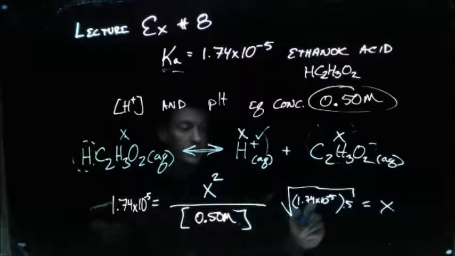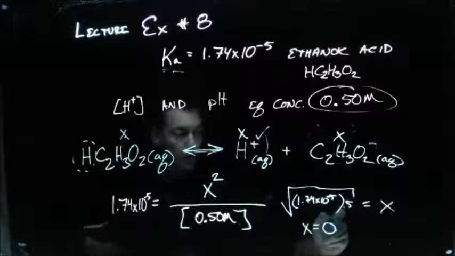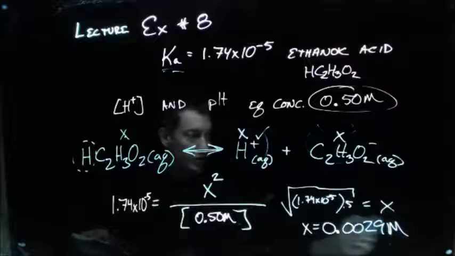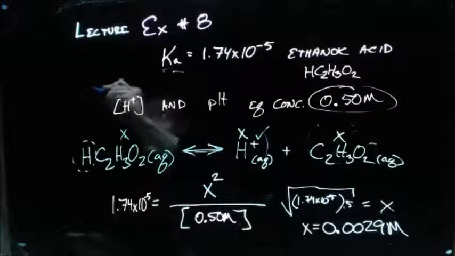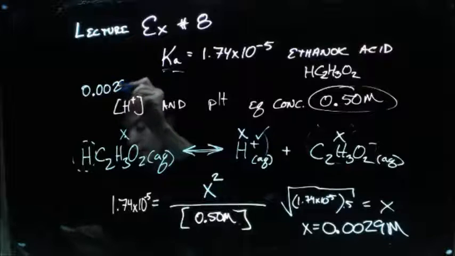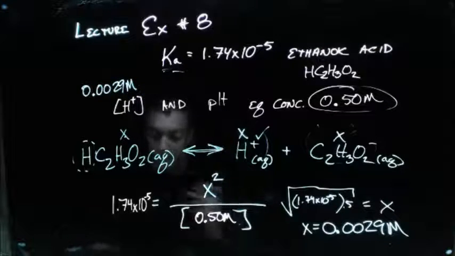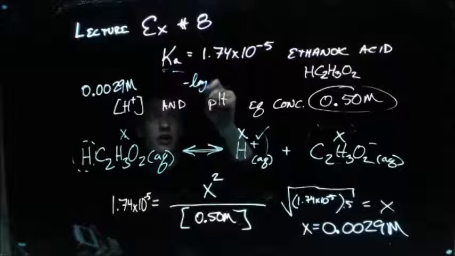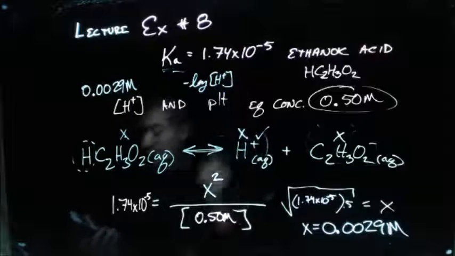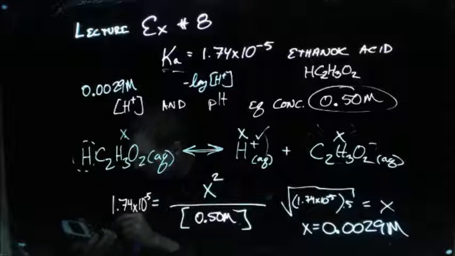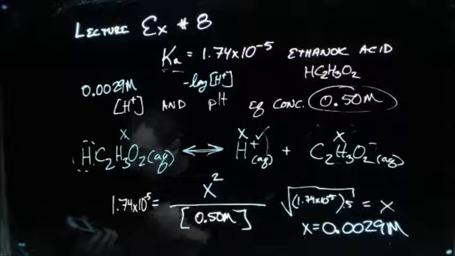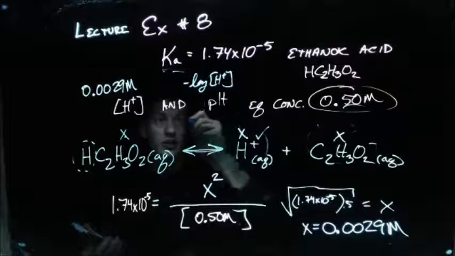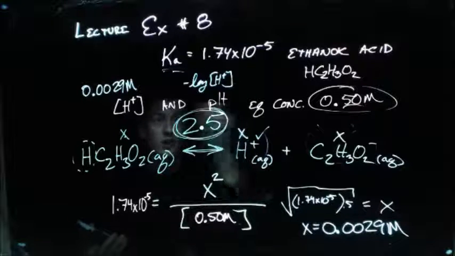All right, and I get that x comes out to be 0.0029 molar. So that is my H plus concentration, 0.0029 molar. Or you could write that as 2.9 times 10 to the minus 3. And then to find the pH, we're going to take the negative log of the H plus concentration. So let's find the pH. The pH would be 2.5. How many sig figs? 2. All right, so pH comes out to be 2.5. And that's how we do it.